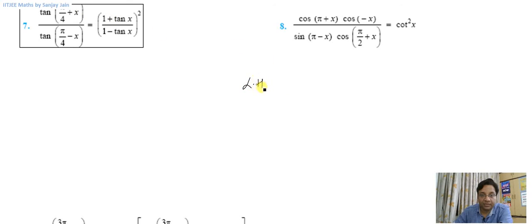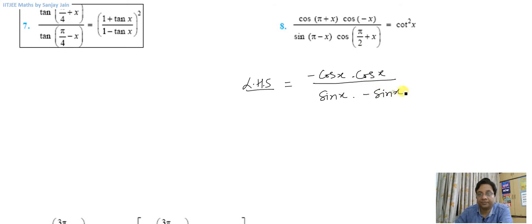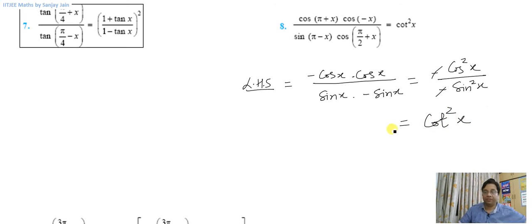So left hand side is equal to, this will be minus cos x into cos x divided by sin x into, this will be minus sin x, right? So it will be equal to minus cos squared x and this will be minus sin squared x. So minus sin will take care of it. So cos square x by sin square x is cot squared x, okay, which is my right hand side, hence it is proved.